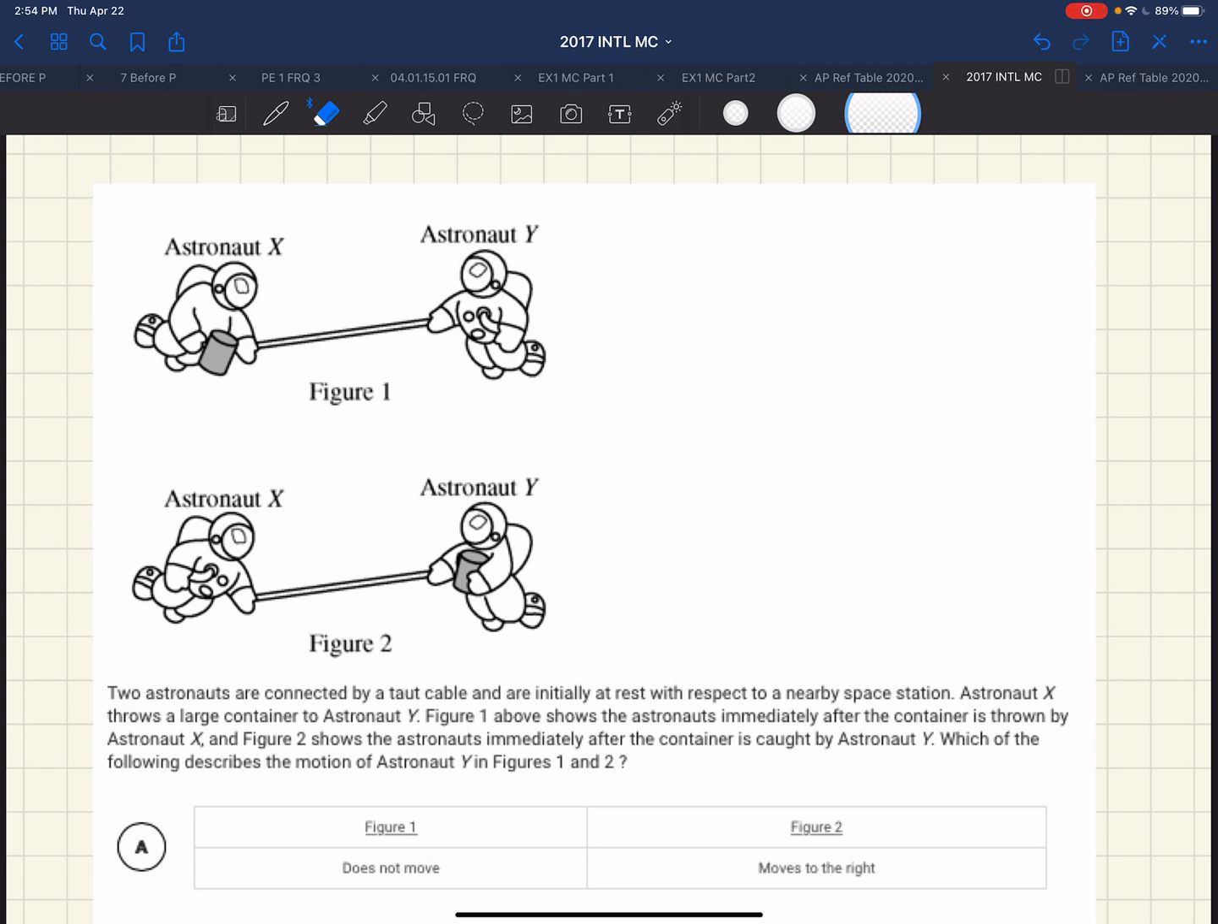So here we have two astronauts. Let's just study it before we read the questions. We've got astronaut X and Y. It looks like they're being held together. The string between them is taut. X has this hammer or whatever it is in its hand. They're looking at each other.